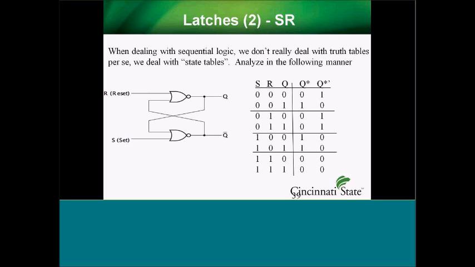I say, okay, so let's look at what's going on. I've got S and R. So look at the first part. S and R are both 0, Q is 0, 1. If you work this out, you'll find that Q star is 0, 1.